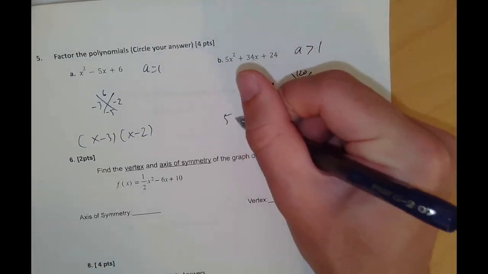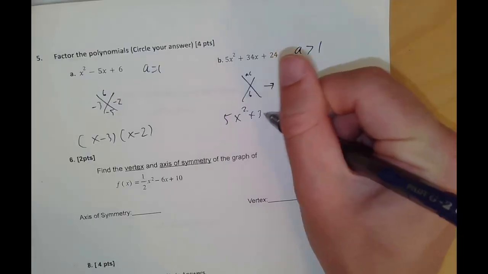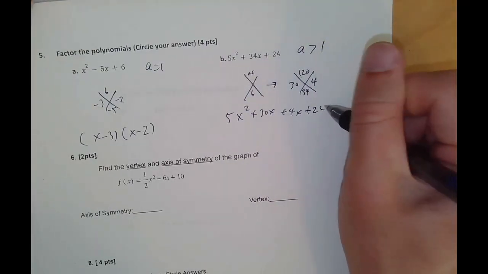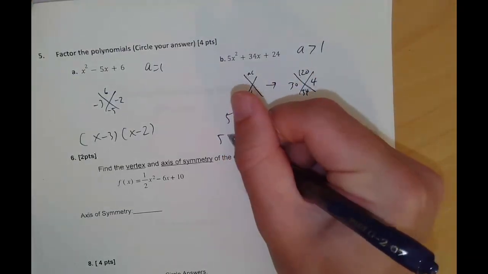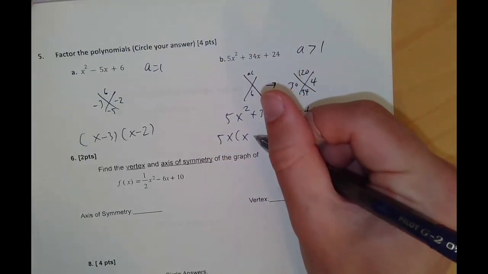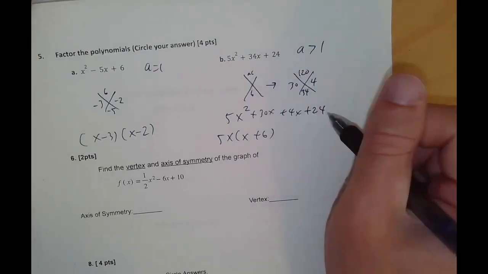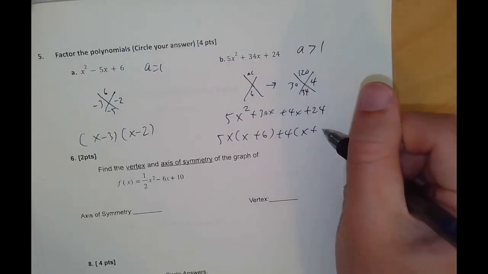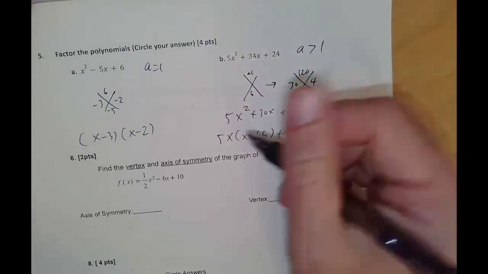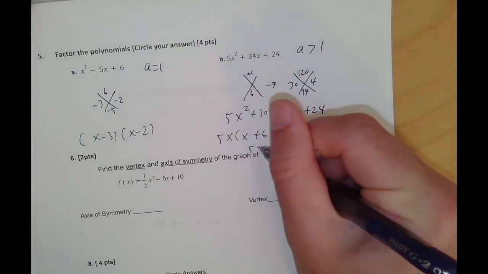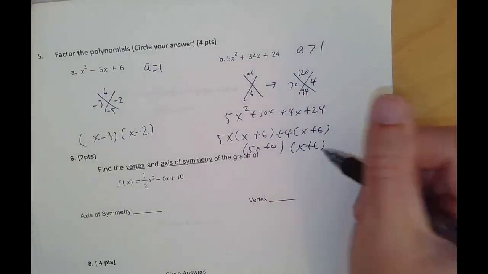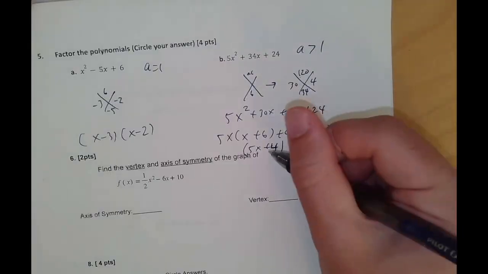Then we will split that middle term up, so 5x squared plus 30x plus 4x plus 24. Take out the greatest common factor, 5x, x plus 6. Greatest common, try and make it match, so it's 4 times x plus 6. So then our answer is 5x plus 4 times x plus 6. And that's it. We have factored them.